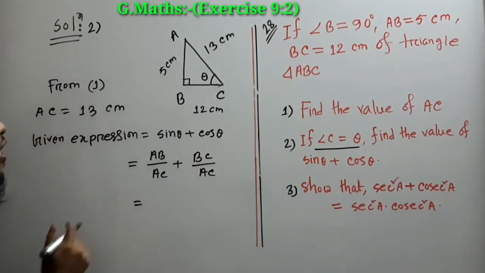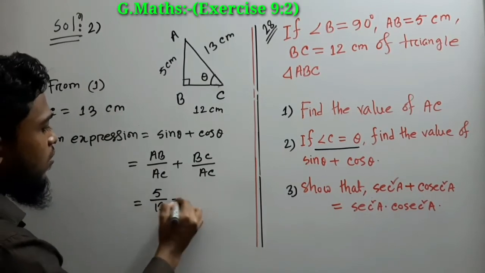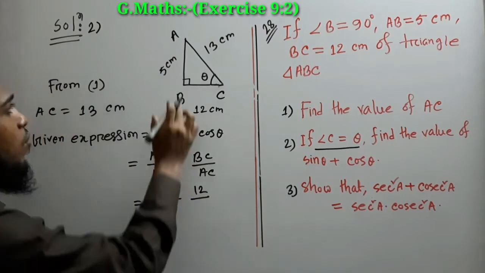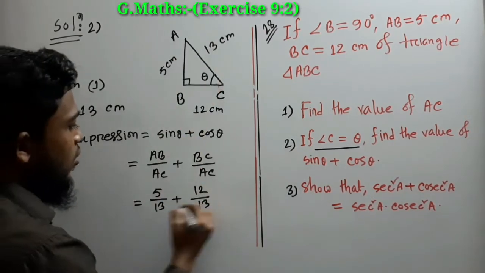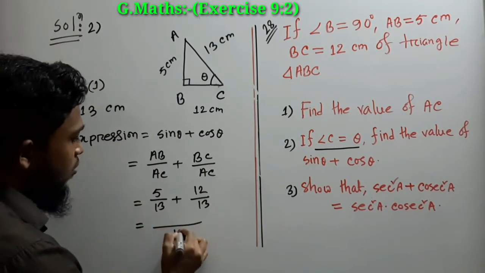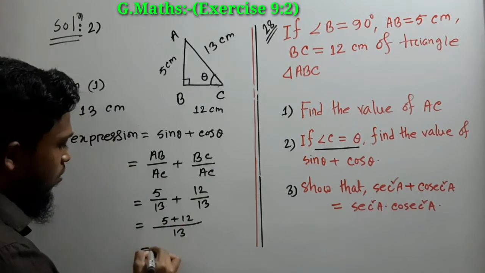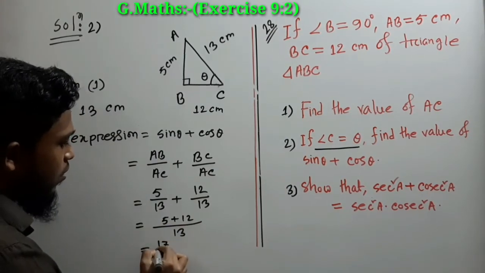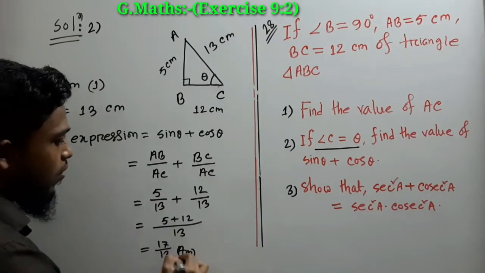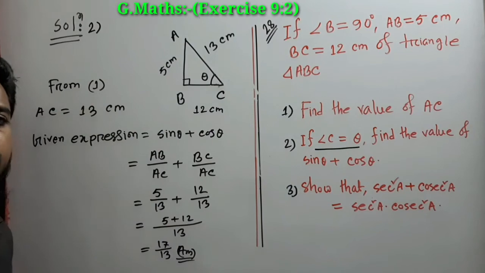The value of AB equals 5. The value of AC equals 13. The value of BC equals 12. The value of AC equals 13. The LCM of 13 and 13 is 13. So 5 plus 12 equals 17 divided by 13. This is our answer. I think dear students understand this calculation very easily.